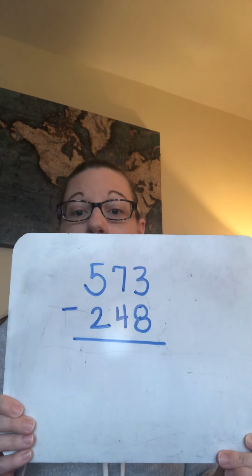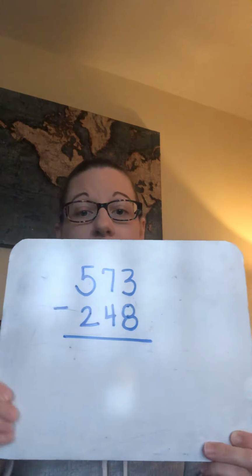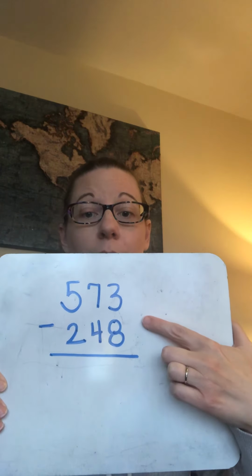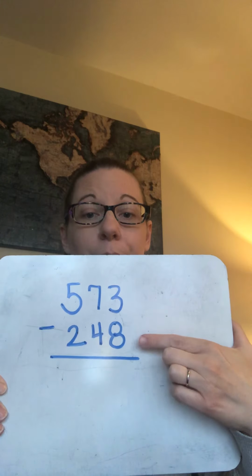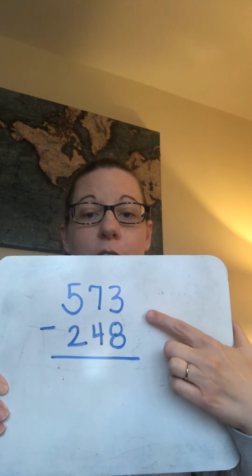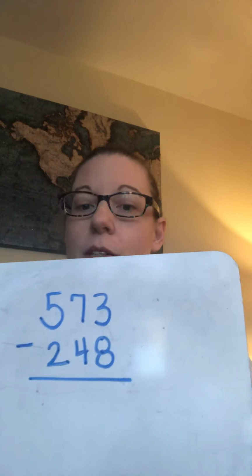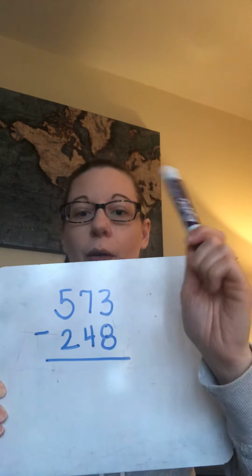573 minus 248. So the first thing I need to do, I look at my ones column and I remember my poem. Where's the bigger number? Think about which number is larger. Is it the 3 or the 8? It's the 8. So I take my crayon or colored pencil and I circle my bigger number.